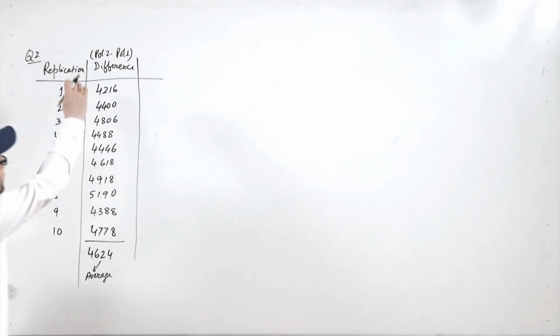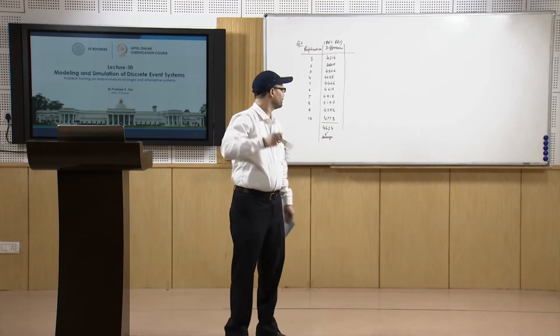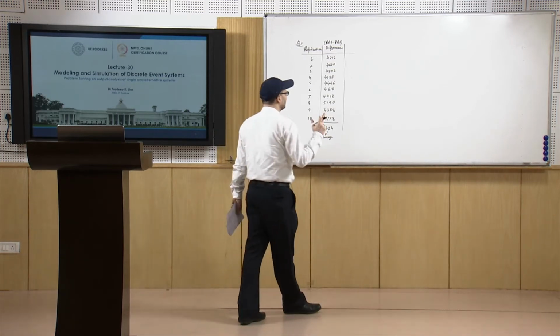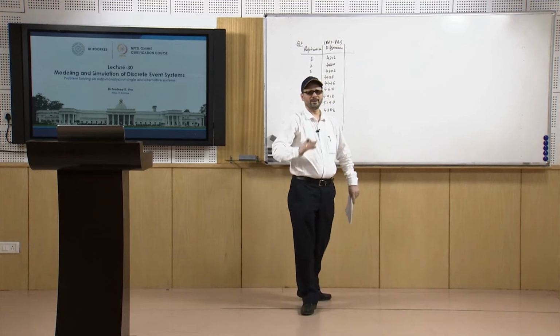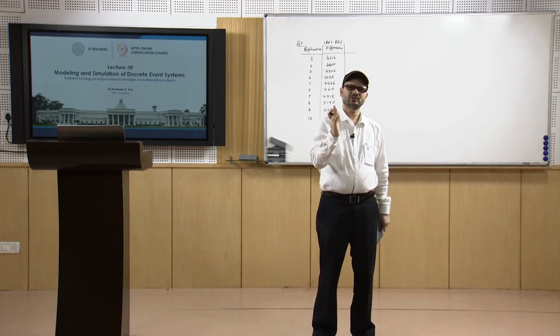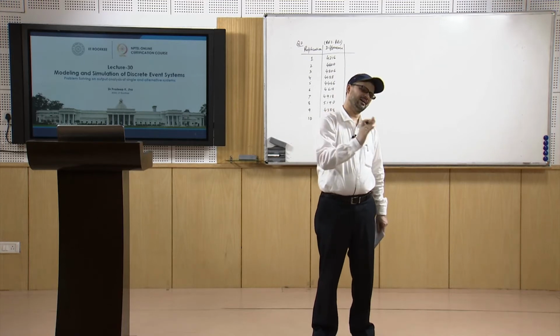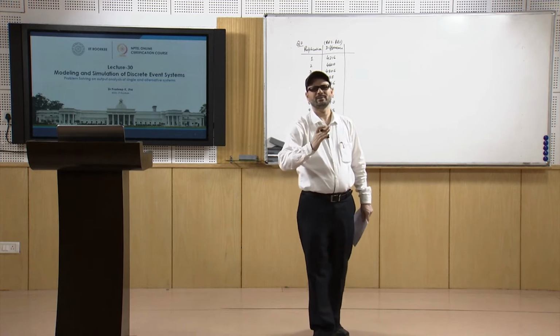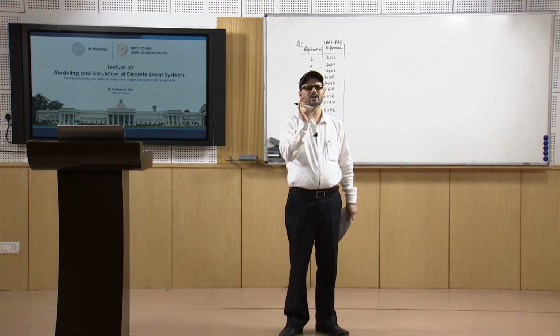So, the sample mean, that is the difference of the two policy values, is coming out to be 4624. Now, we have to find the component in the second half of this plus-minus sign. In the left part we have the sample mean, and in the right part we have to get the half length.